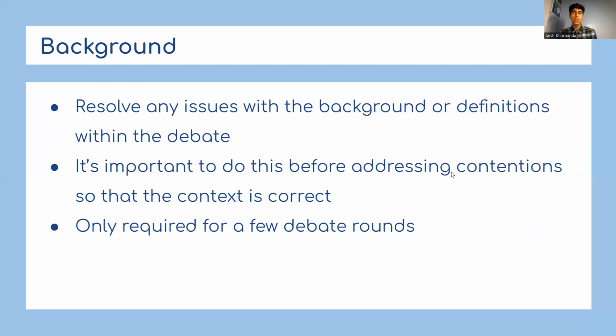So after you've given your introduction, you want to go right into the background. Specifically, you want to resolve any issues with the background or the definitions within the debate. It's really important to do this before addressing any contentions so that the context is correct for the debate round. Remember that context and background is really the foundation of the entire debate round and any of the arguments that are built on top of it. So making sure that that's accurate is important and something that you want to do before you go on to anything else. It's worth mentioning that you only have to address the background or definitions for a few debate rounds, because in the majority of your debate rounds, you're not actually going to have disagreements on the background or the definitions. So generally, this part can be skipped.